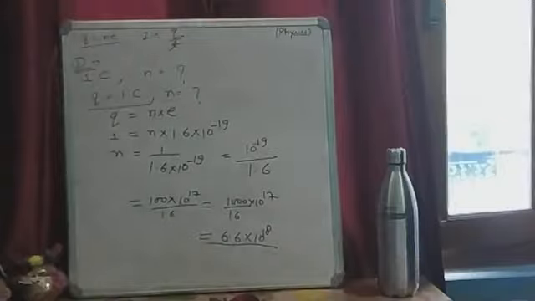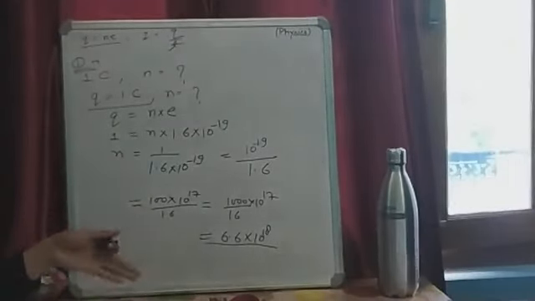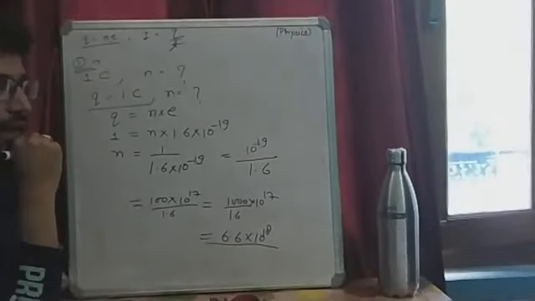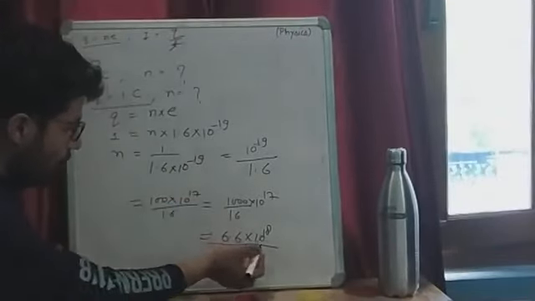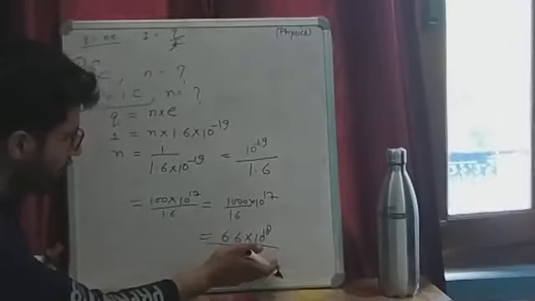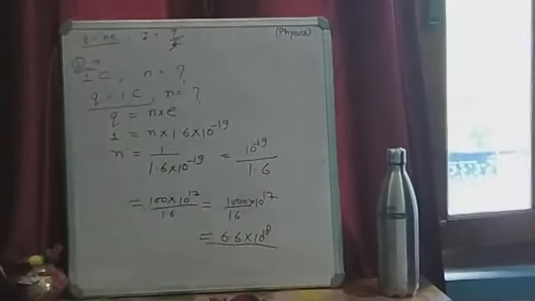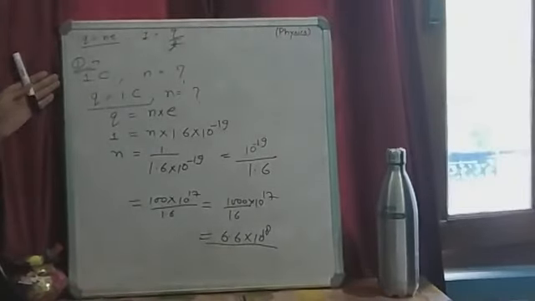We can solve this one like that. You can solve this value and you will find this one. What should be the unit for that N? This is N, the number of electrons, so there is no unit. You will write it like that: 6.25 times 10 to the power 18 number of electrons will be here. Good.